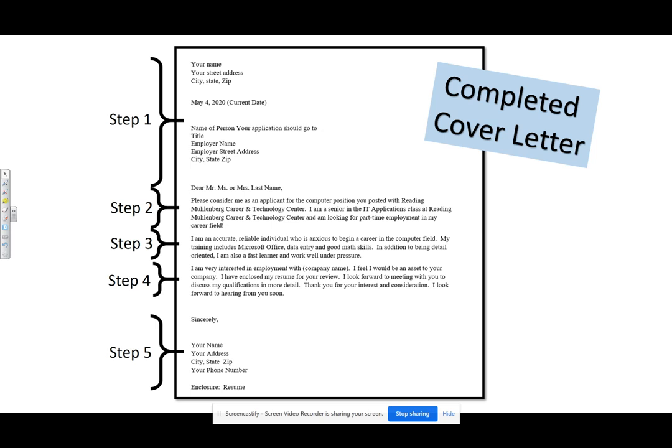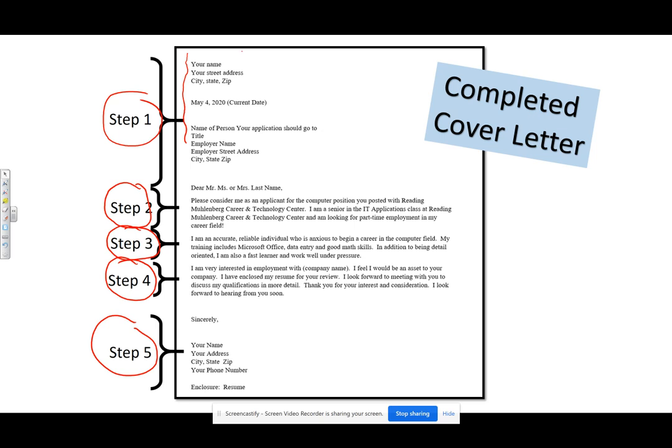So just a really brief overview and finish of this short lesson. Here's a completed cover letter. If you notice, it has great form because it's all lined up along the side. And if you follow along with steps 1, 2, 3, 4, and 5, it shows you exactly the position for these as well as how to write the letter. It's a very neat letter. All the items on it are uniform.